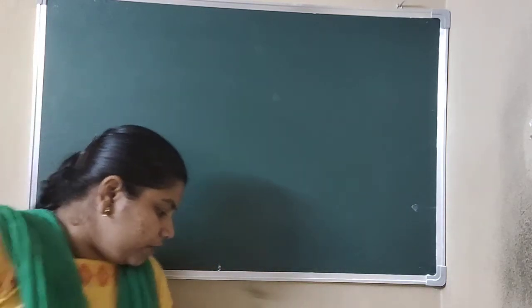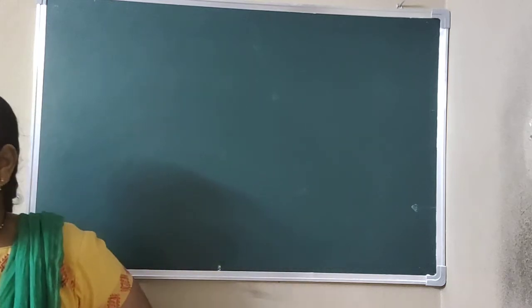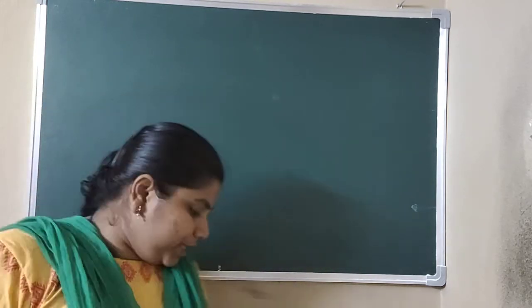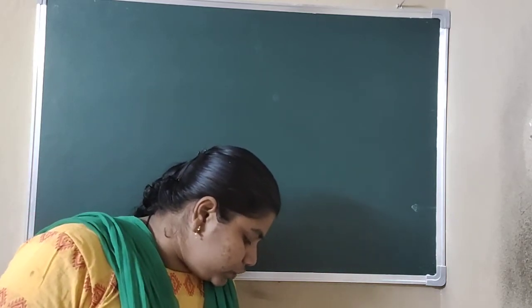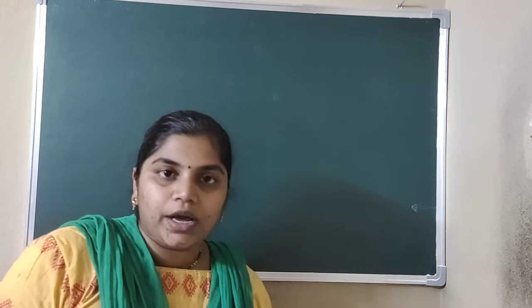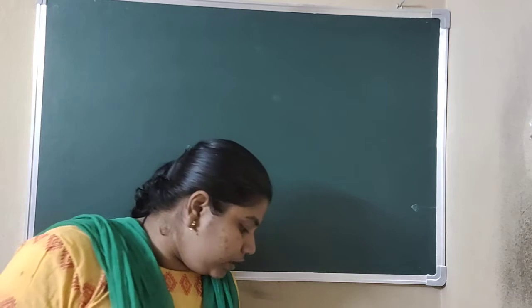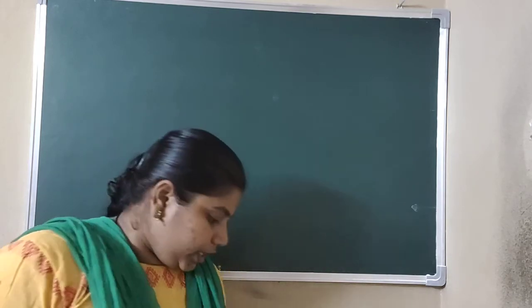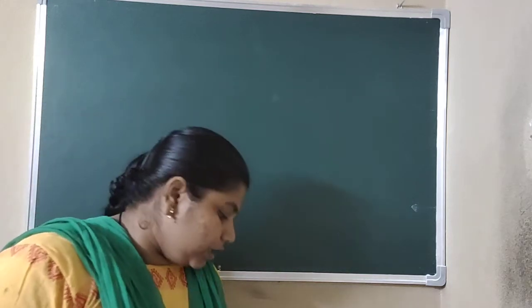The numerator of a fraction is 6 less than the denominator. If 3 is added to the numerator, the fraction will be equal to 2 by 3. So if you are adding 3 to the numerator, the fraction will become 2 by 3. So find the original number. So what do we have to find? We have to find the original number here.